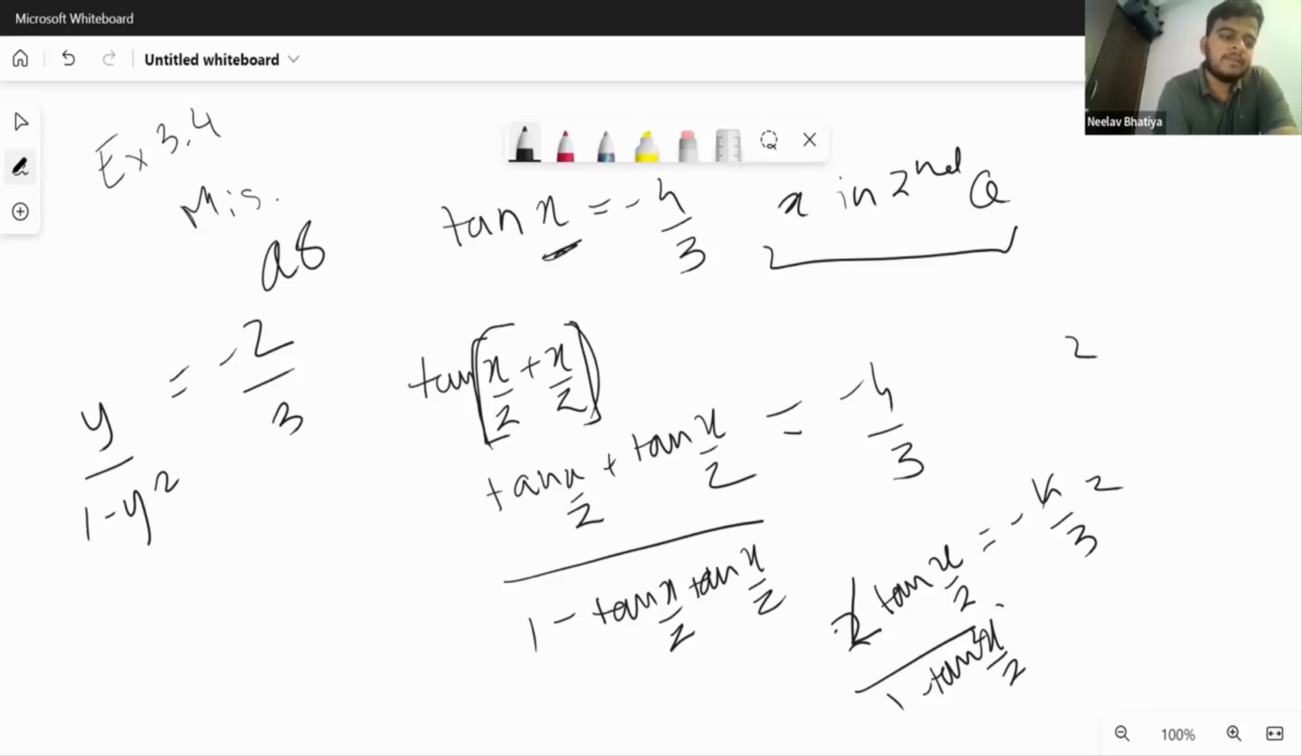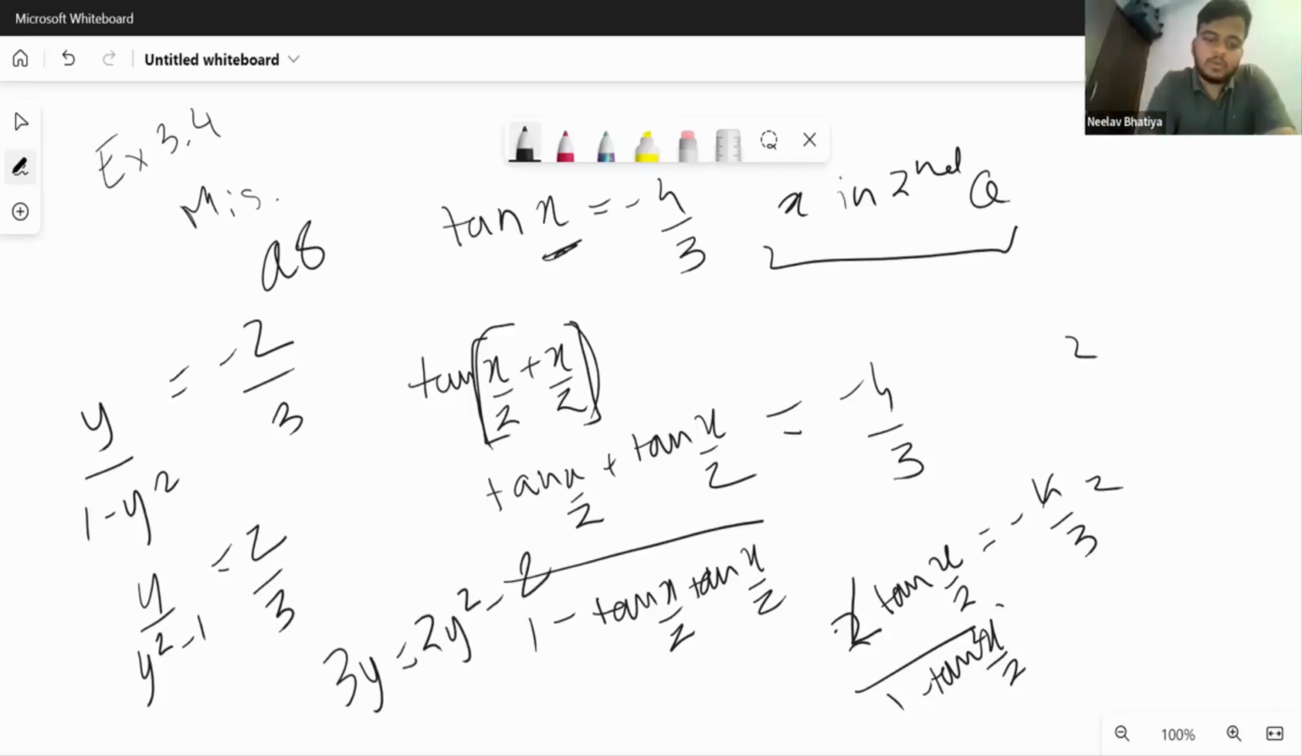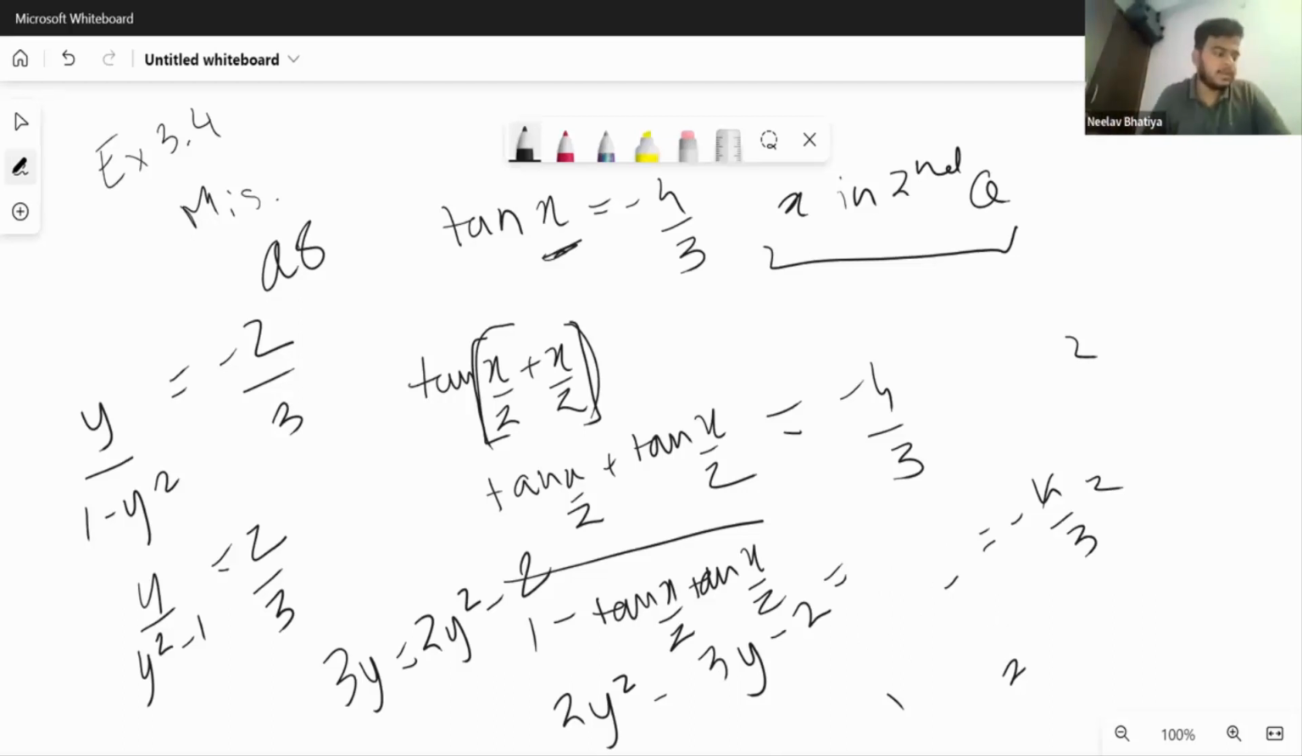Correct? Taking the negative sign here, I get y upon y square minus 1 equal to 2 by 3. Cross multiplying, I get 3y equal to 2 times y square minus 2. Correct? Taking these terms out separately, I get 2y square minus 3y minus 2 equal to 0. And this is a quadratic equation, correct? Are you able to factor anything out of here? Yeah, you might be able to, right? In this particular exercise, you might be able to.